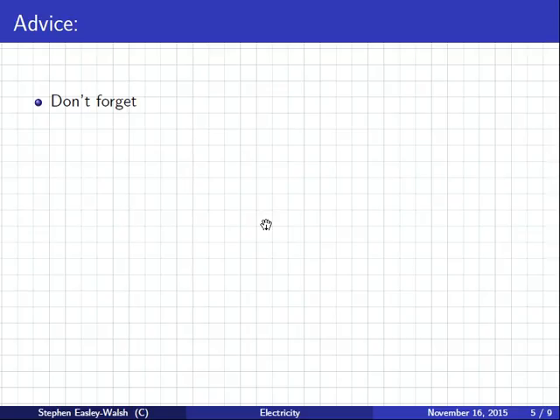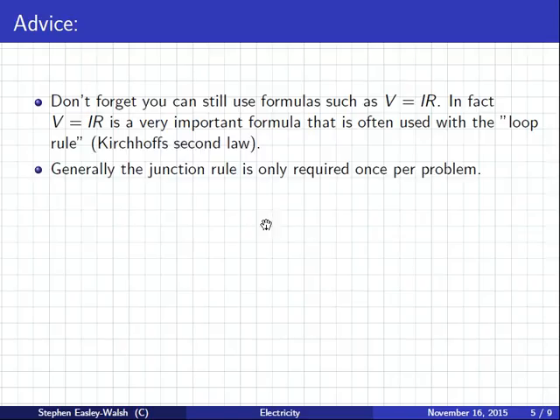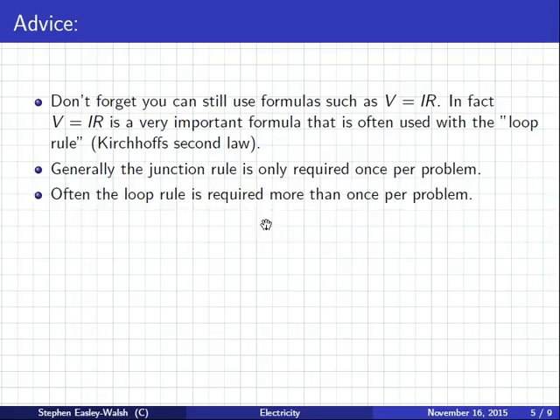Right, now let me give you some advice. You don't need to write this down, or some of it you can write down. Some tips. Don't forget, you can still use the formulas we've done, V equals IR. In fact, V equals IR is very important, and we usually use it with the loop rule, because it's voltage. Generally, we use the junction rule only once. Often we need to use the loop rule more than once, like twice.